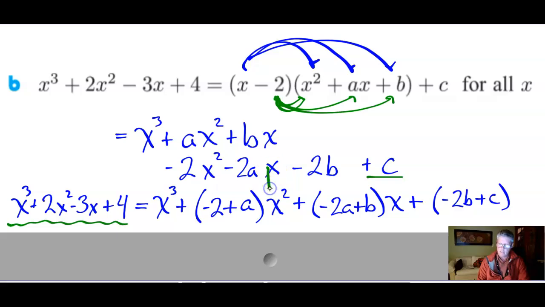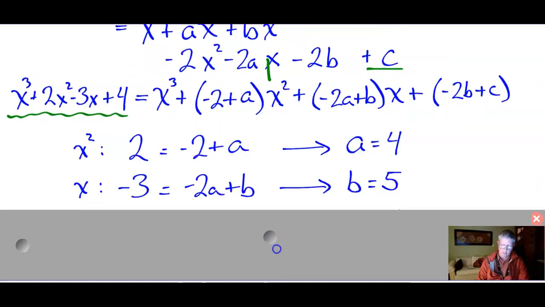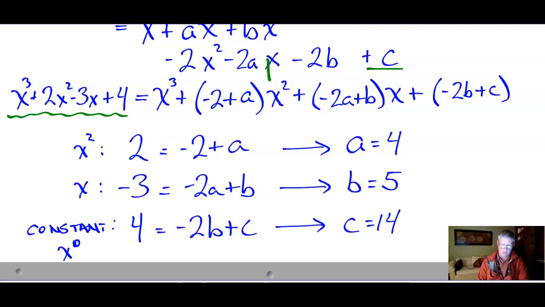So at this stage, let's see what I've written here. I write myself a note and say, look at all the x squareds. Well, the coefficient of x squared here is 2. So I write a 2 on this side. The coefficient of x squared on this side is -2 over it plus a. That tells me a equals 4. So I've already done with one of the variables.